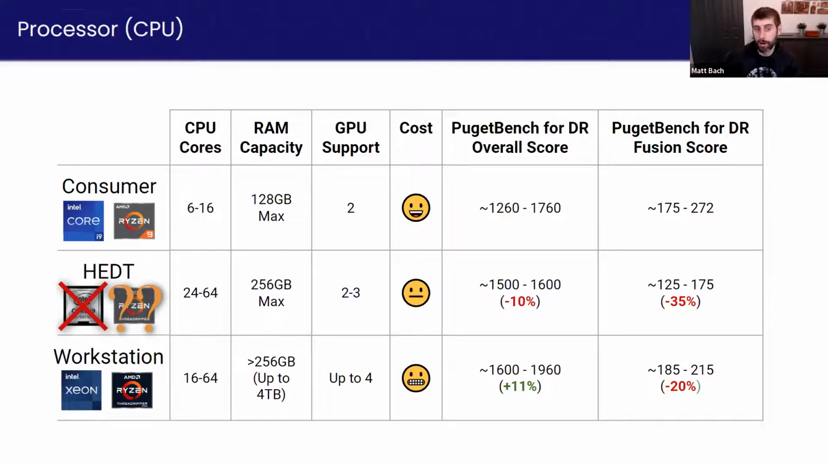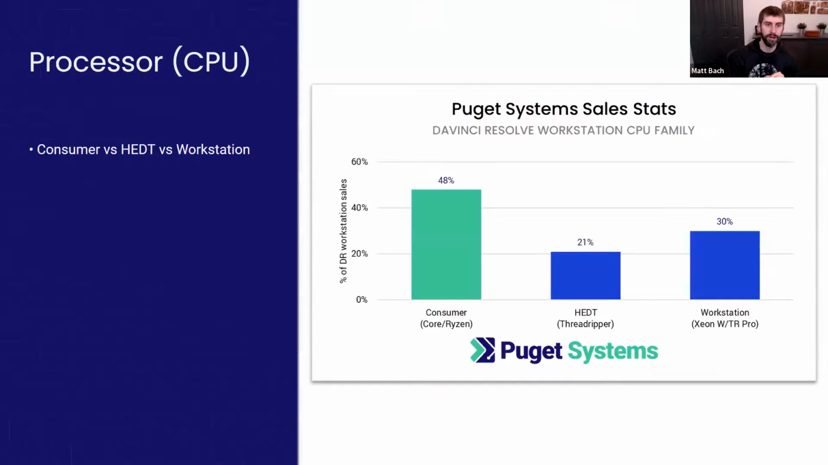Now, I'm actually going to brush over the HEDT and pretty much not talk about them again, because X series is obsolete. Threadripper, we don't really know what's going on, and it's actually not that much different in performance than the Threadripper Pros. It's just a little bit lower, so you can kind of infer where things are there.